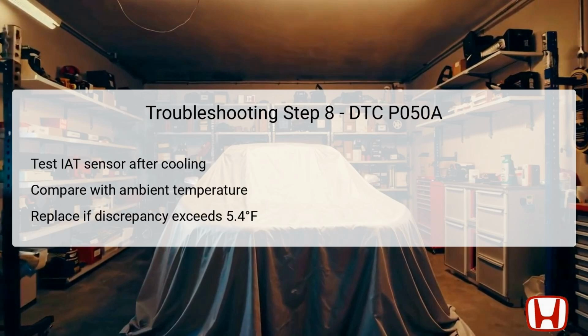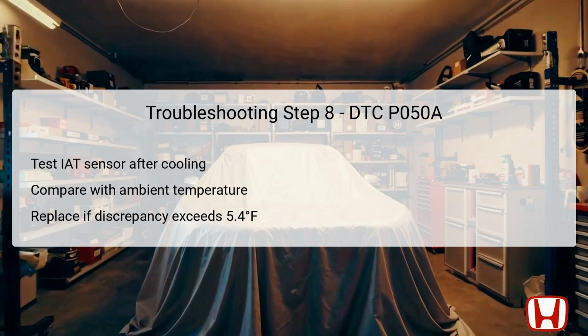The 8th troubleshooting step involves testing the IAT, intake air temperature sensor. First, ensure the engine is turned off and let it cool to the ambient temperature. This cooling phase is crucial for accurate temperature readings. Subsequently, turn the ignition to the on position and quickly record the IAT sensor's value using the HDS. Compare this reading against the ambient temperature.